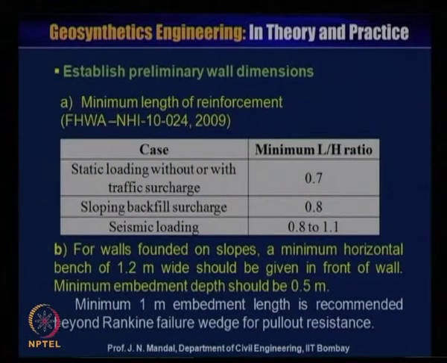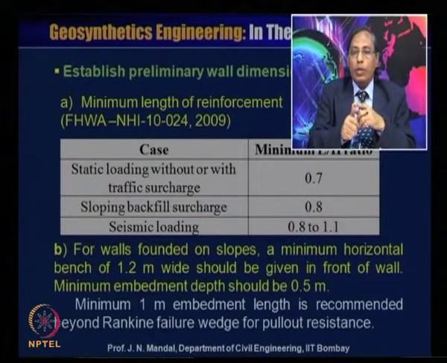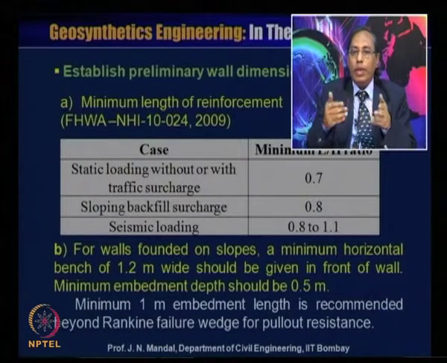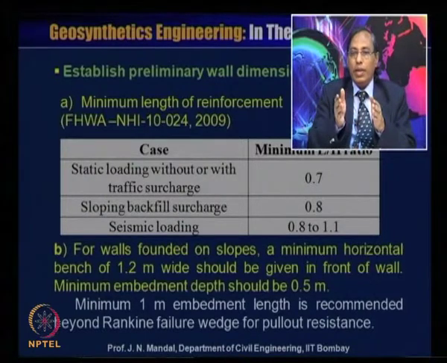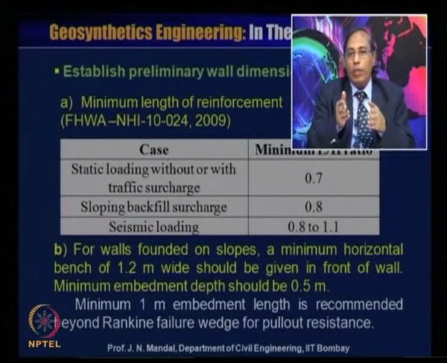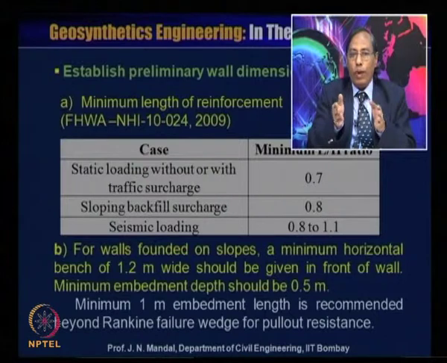A minimum length of the reinforcement as per FHWA 2009. Case A, if it is a static loading with or without traffic surcharge, the minimum length by height ratio is 0.7. This is a thumb rule for any design in the beginning. If you can start, you can use a length to height ratio equal to 0.7. Then you can continue with the design and check. Or if it is a sloping backfill surcharge, then the minimum length to height ratio will be 0.8. If it is a seismic loading, then the minimum length to height ratio is 0.8 to 1.1.